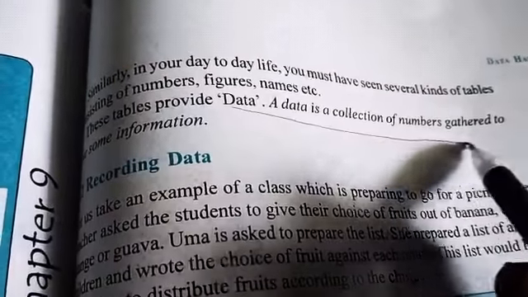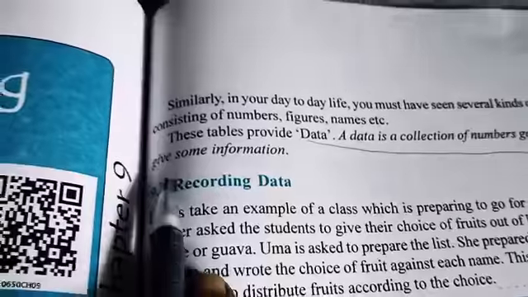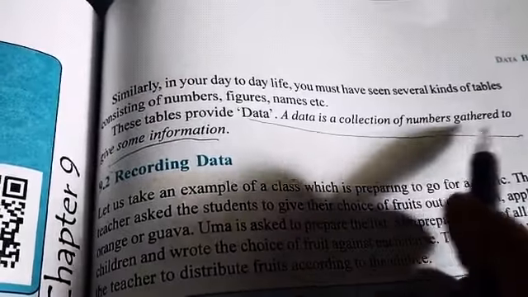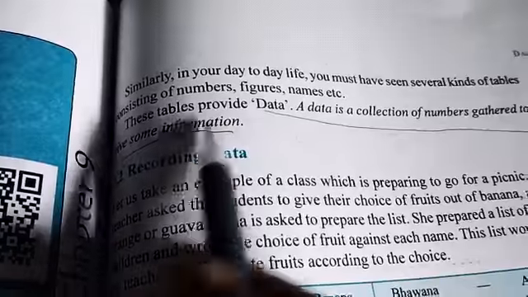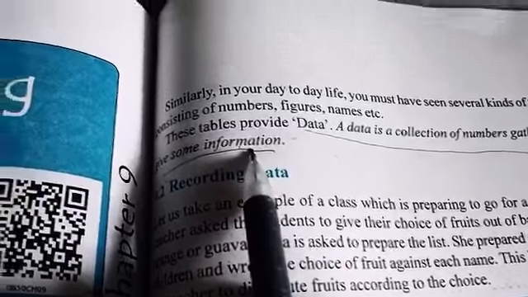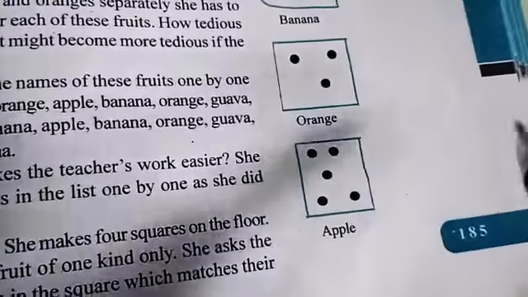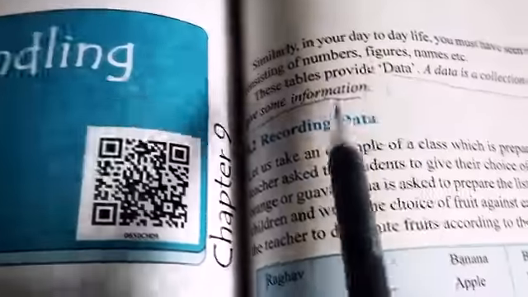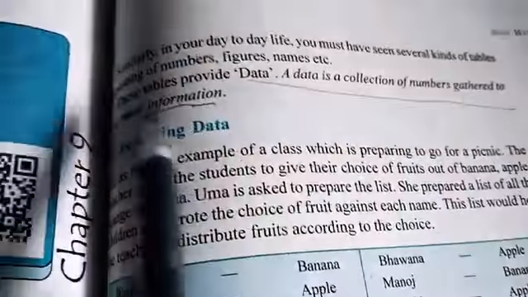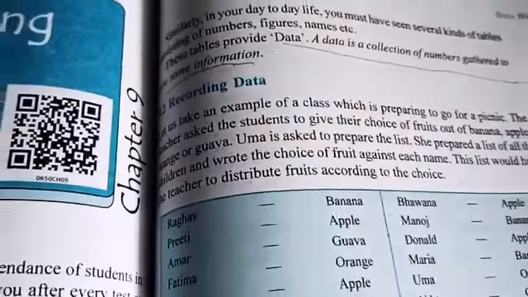Data is a collection of numbers gathered to give some information. So from the data we get the information, right? This is called data. It is on your page number 185. So in data handling, we first learn the definition of data. Data is a collection of numbers gathered to give some information. From the data we get the information.